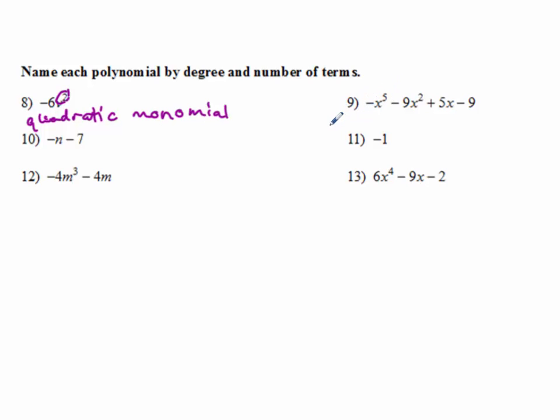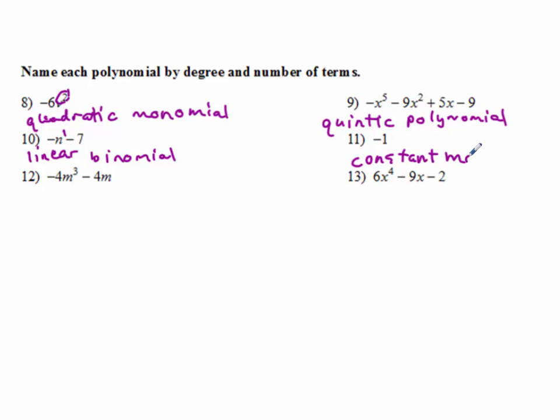So this is to the fifth power, which is quintic. There's 4 terms. That's too many for us to name it specifically. So it's a polynomial with 4 terms. This has a degree of 1, so it's linear. Or if you can remember, this would look just like a line. And there's 2 terms, so that's binomial. This doesn't have a variable, so it's a constant monomial.